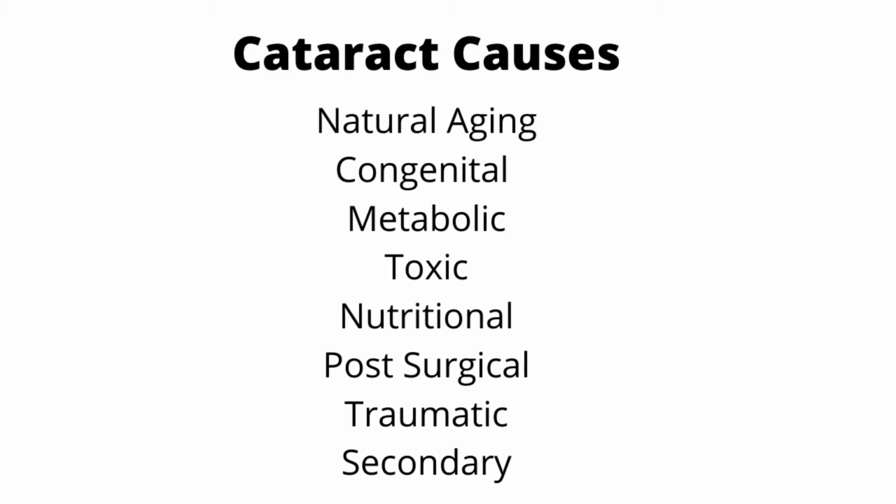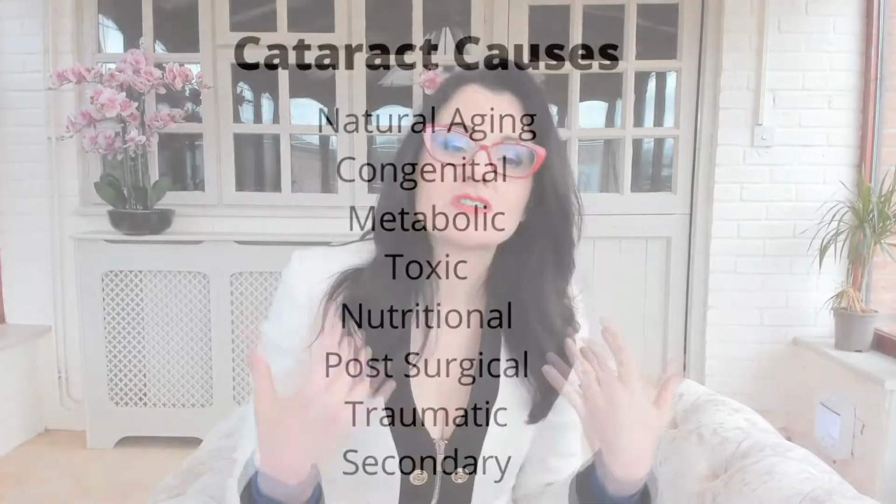You can have a traumatic cataract, which occurs as a direct result of a trauma to the eye or a bang. And then you can have a secondary cataract, which is as a result of another systemic disease like diabetes. So as you can see, there are many, many things that can actually trigger or cause a cataract to form in your eye. So most people over 50 with a crystalline lens at some point are going to get a cataract.